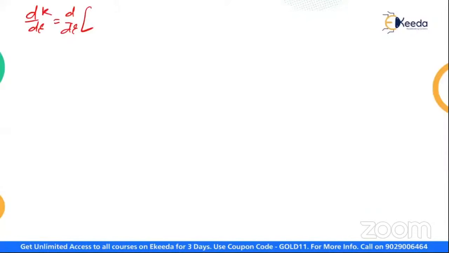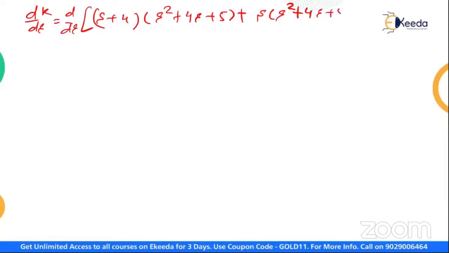Now d by dS is equal to s plus 4 into s squared plus 4s plus 5, plus s into s squared plus 4s plus 5, plus s into s plus 4 into 2s plus 4, which is equal to 0. That's it. Now you please solve this equation and then you get whatever you want.